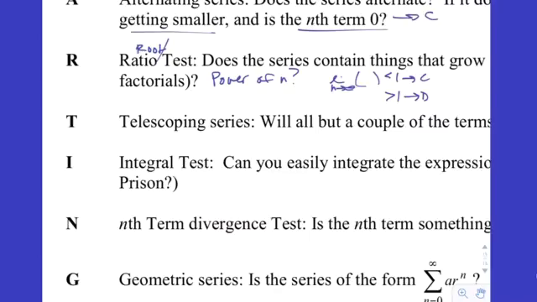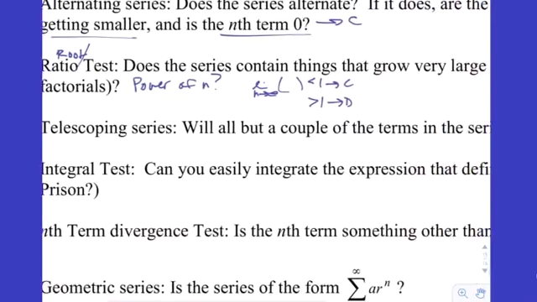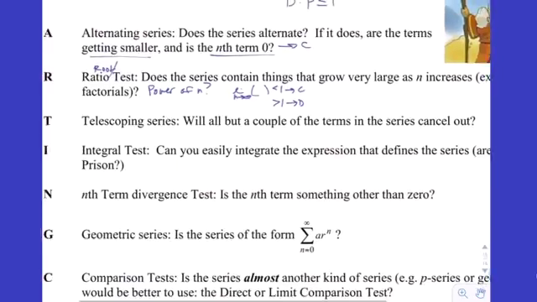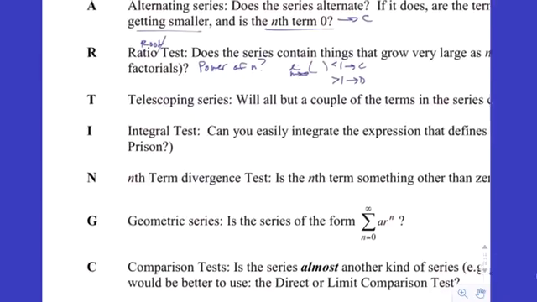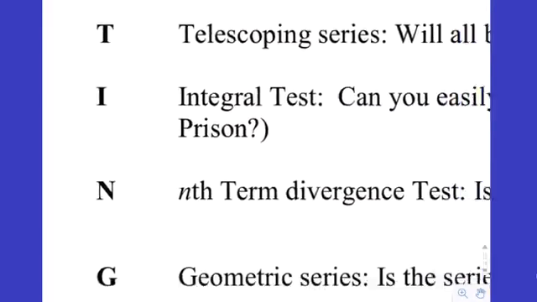The T is telescoping. Does it telescope? Can you decompose it into partial fractions, and then when you expand it out, does everything cancel except a couple of terms? Telescoping series.